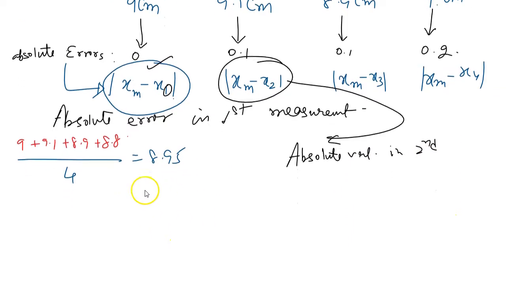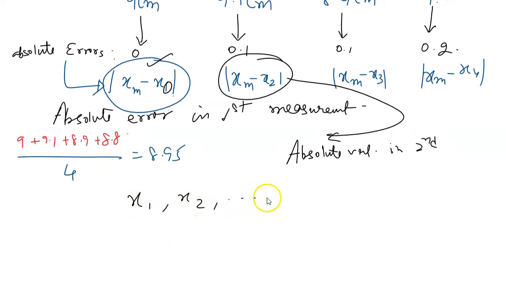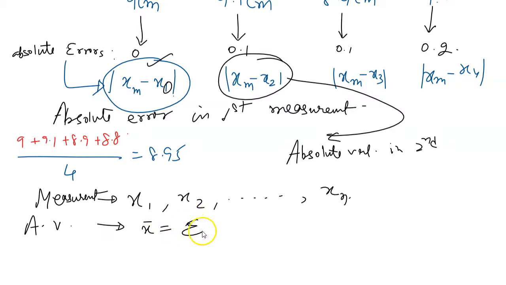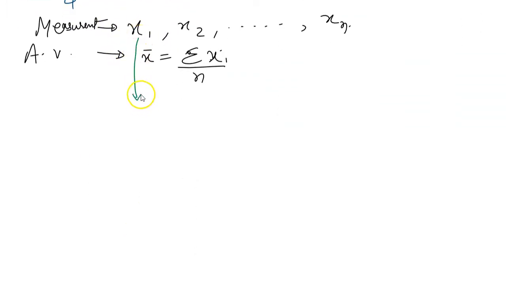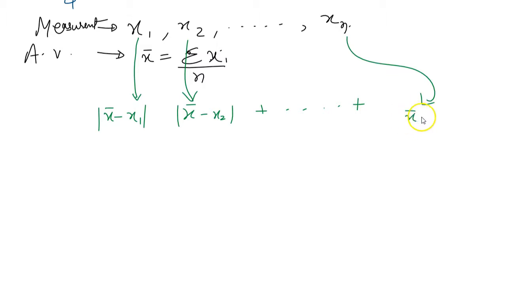So basically, let us say x1, x2, x3 and so on till xn are the measurements, and to find the actual value, or that value which is very promising, meaning very near to the accurate value, we take the mean, and that is indicated by summation xi by n. Okay, once we find the mean, then we can find out the error in the measurement of first. What will be that? Mean minus that value, and then error in the measurement of second, mean minus second value, and so on. So at the last I will get mean minus xn.